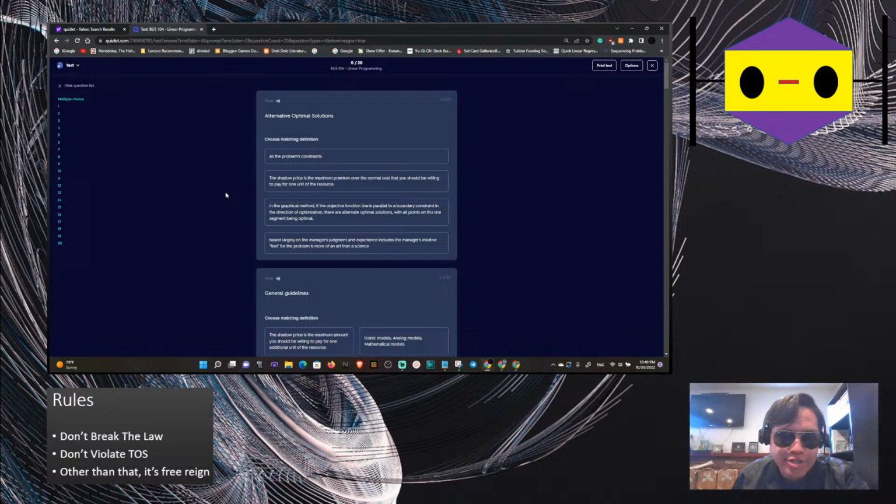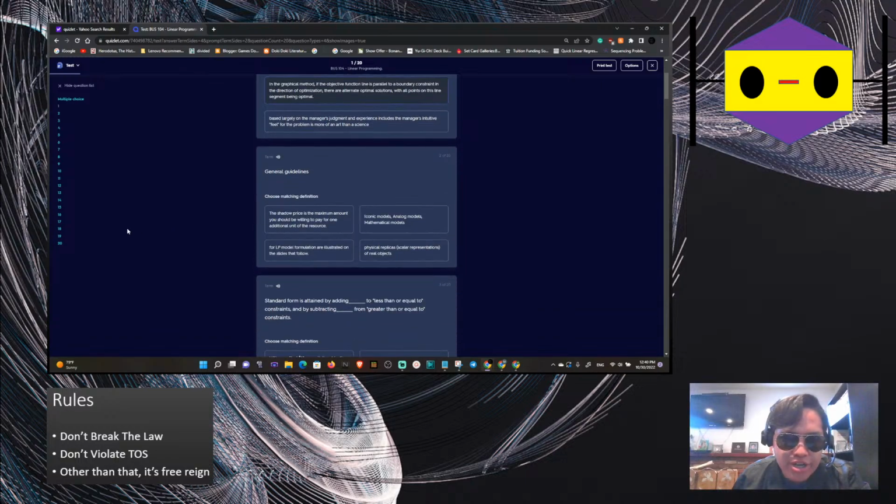Alternative optimal solutions. In the graphical method, if the objective function line is parallel to a boundary constraint in the direction of optimization, there are alternate optimal solutions with all points on this line segment being optimal. Is that correct? Yes, I'll go with this. General guidelines. Choose the matching definition. You're up.